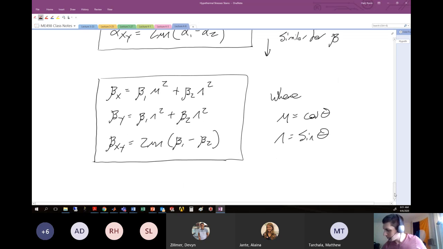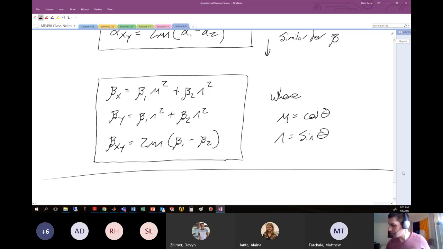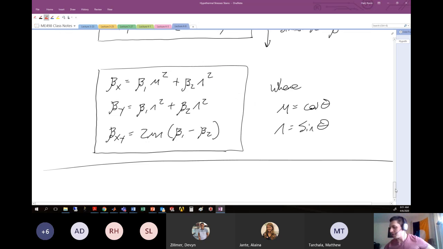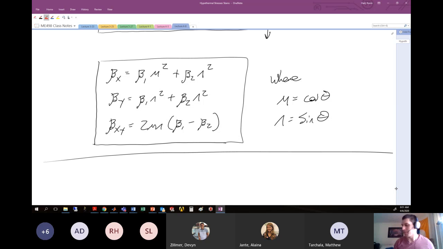All right, so this is where we'll leave it today. We'll talk about next time how we define alpha 1, alpha 2, given constituent properties of the fiber and the matrix that make up that lamina.